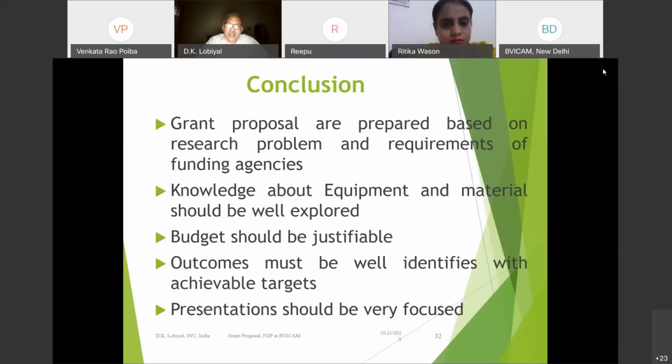And you have to do a lot of work for a budgetary justification. You cannot do this without this. And then, as I said, outcome must be well identified with the achievable targets. You cannot have any outcome which will not link with the target you want to achieve. And a presentation should be very well focused.